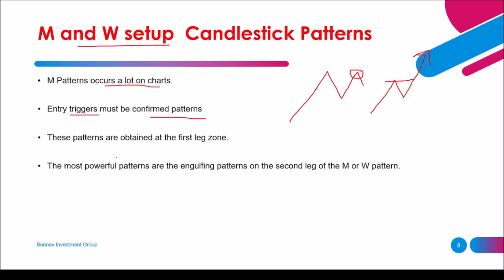So these patterns are obtained at the first leg zone. This is the first leg zone that you protrude into the future and expect to see the market respect by issuing a candlestick reversal pattern. The most powerful patterns are the engulfing patterns on the second leg of the M or W pattern.